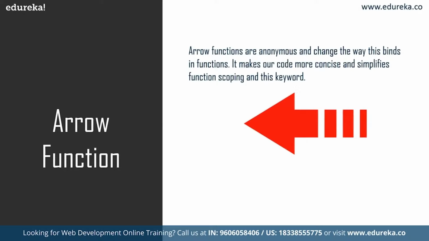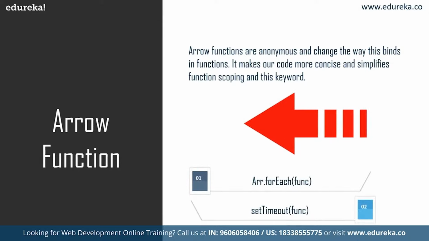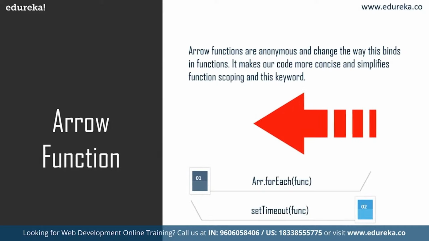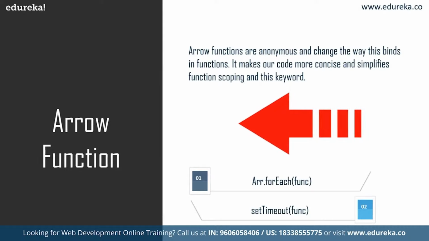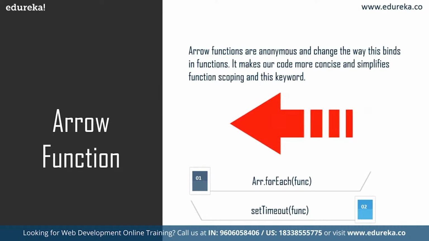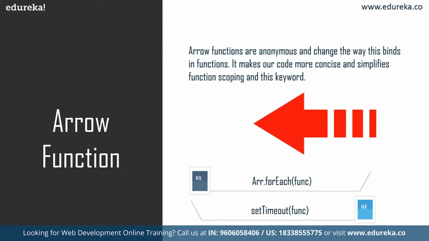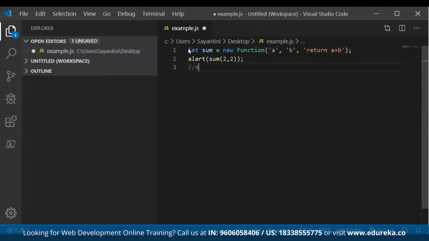JavaScript consists of situations where you need to write a small function which is executed somewhere else, such as the array forEach function. This function is executed by forEach for every array item. Then we have the setTimeout function, which is executed by the built-in scheduler. In such functions, we usually don't want to leave the current context. That's where arrow functions come in handy. So let's take an example for arrow functions.